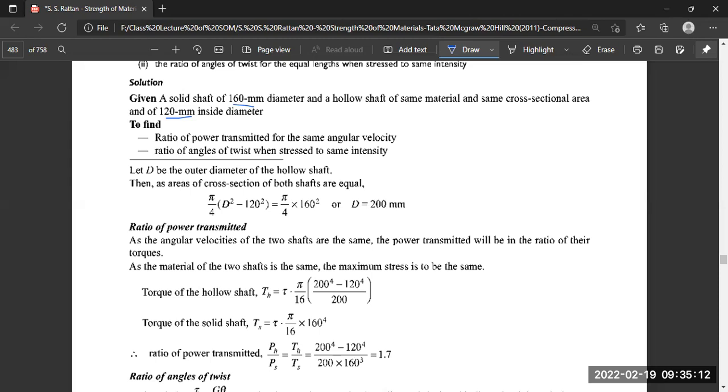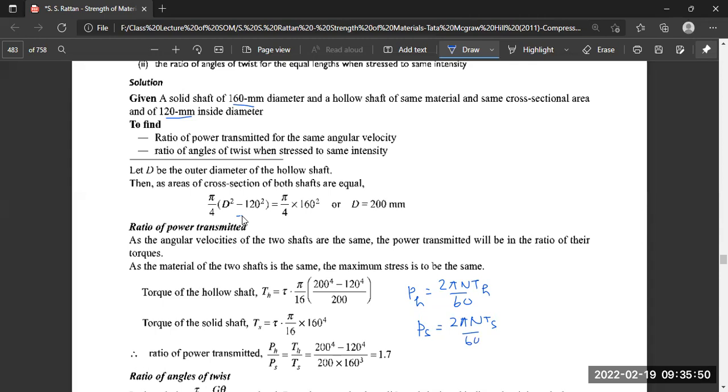As we know, the power transmitted is given by this formula: P is equal to 2 pi N T divided by 60. So if we take the ratio of both, this is for the hollow shaft and this is for the solid shaft, and the common terms cancel, so this equation will be like this. So this P of H by P of S will be T of H by T of S.